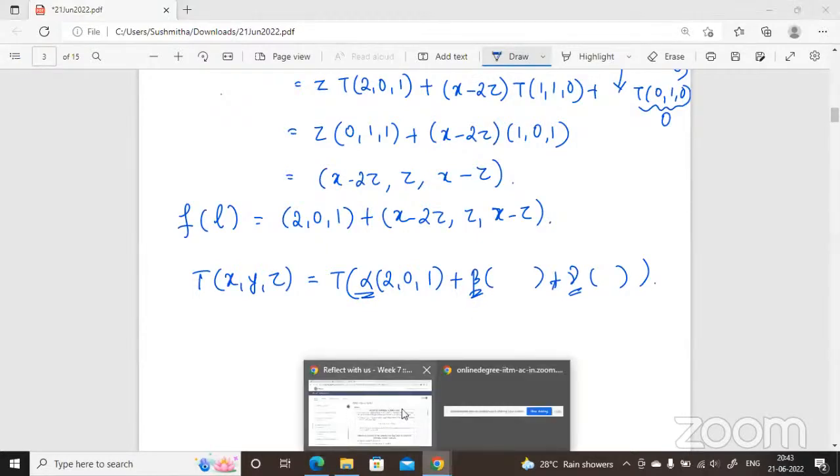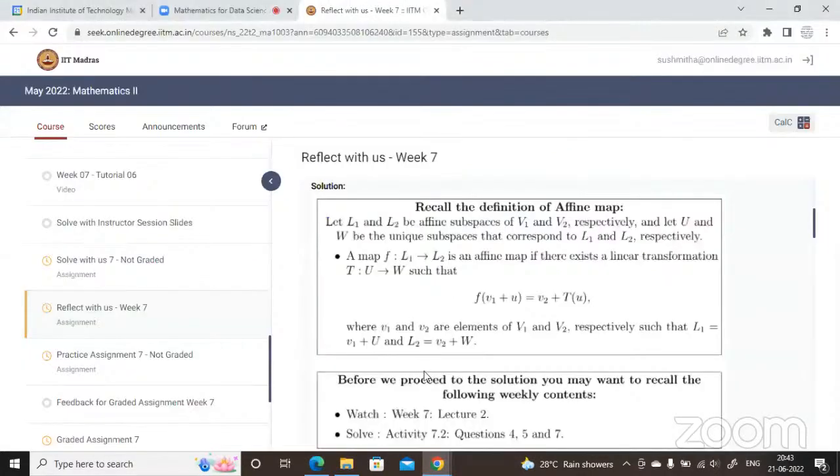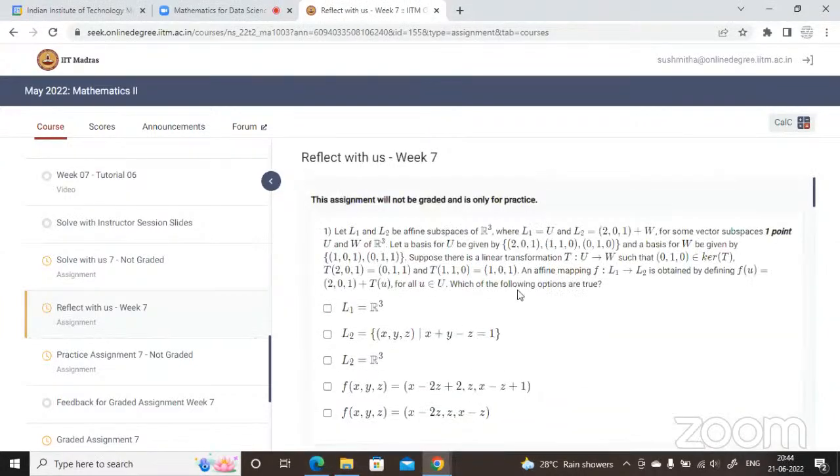Ma'am, 010 is an element of kernel T, then T of 010 is 00, right? But when it is not a standard basis, like when 201 is in the kernel of T, what is T of 201? Any element that belongs to the kernel of T, its image under T will be 0. T of 201 would be 0 if it belonged to the kernel of T.